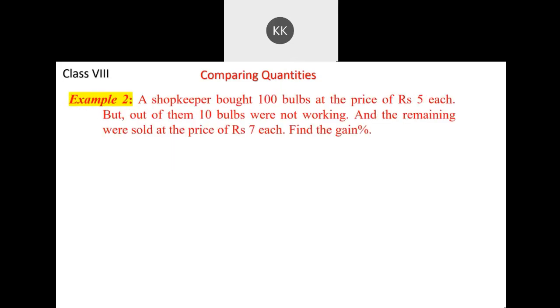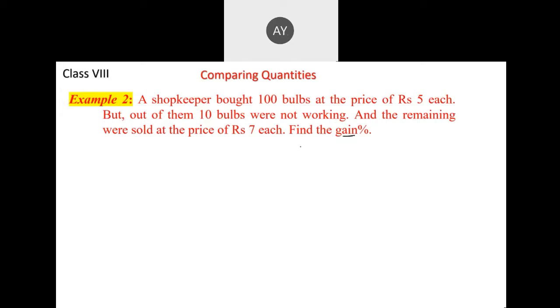Let's solve this question. A shopkeeper bought 100 bulbs at the price of rupees 5 each, but out of them 10 bulbs were not working and the remaining were sold at rupees 7 each. Find the gain percent. So here clearly they have given there is a gain, so we have to find the profit percent.